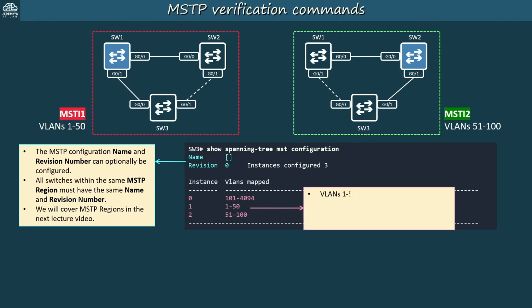Okay, this command also shows the different MSTIs and the VLANs mapped to each. As we just configured, VLANs 1 to 50 are assigned to MSTI1, and VLANs 51 to 100 are assigned to MSTI2. All other VLANs, the ones we aren't using in this LAN, remain assigned to MSTI0, the internal spanning tree.